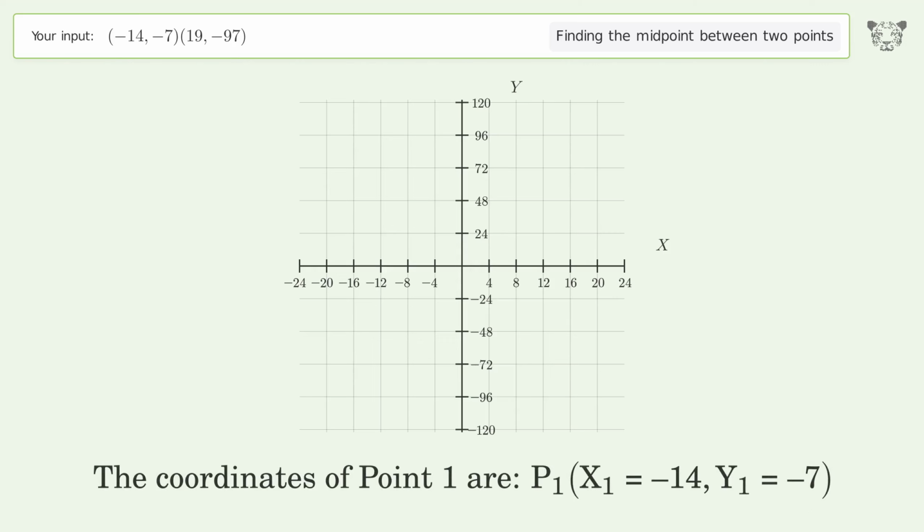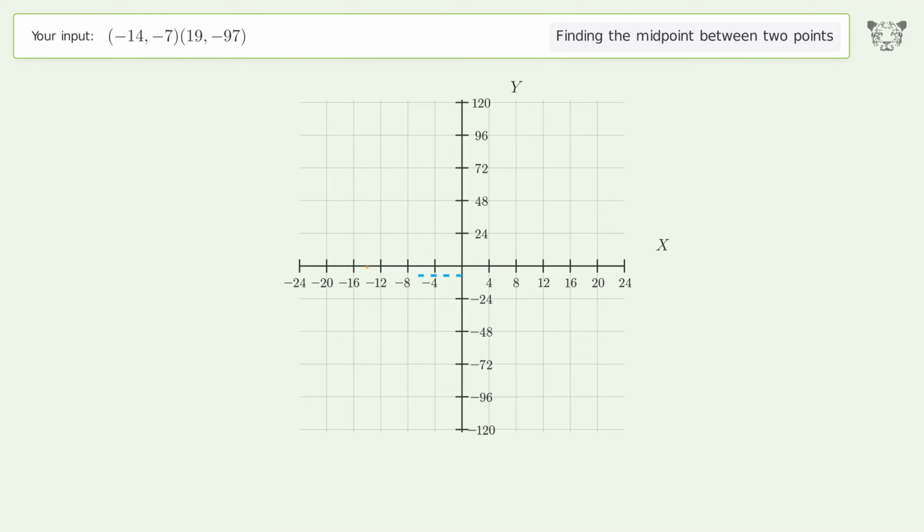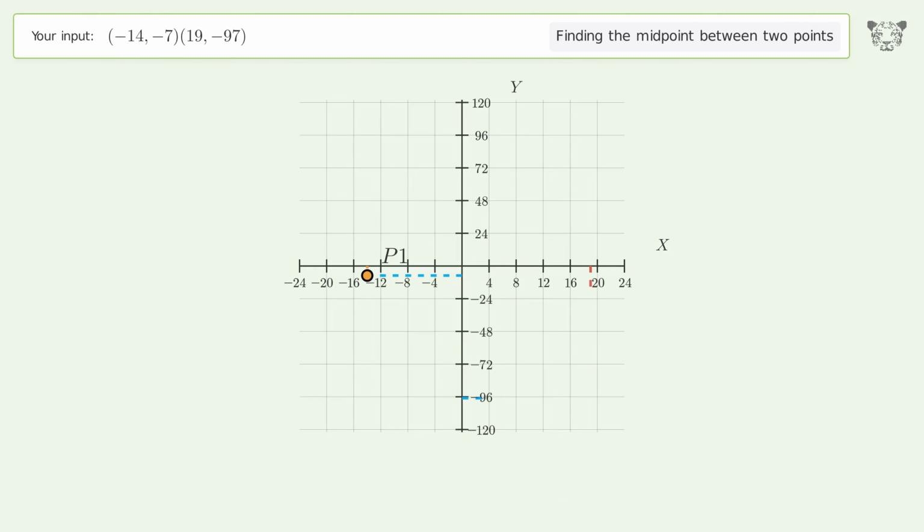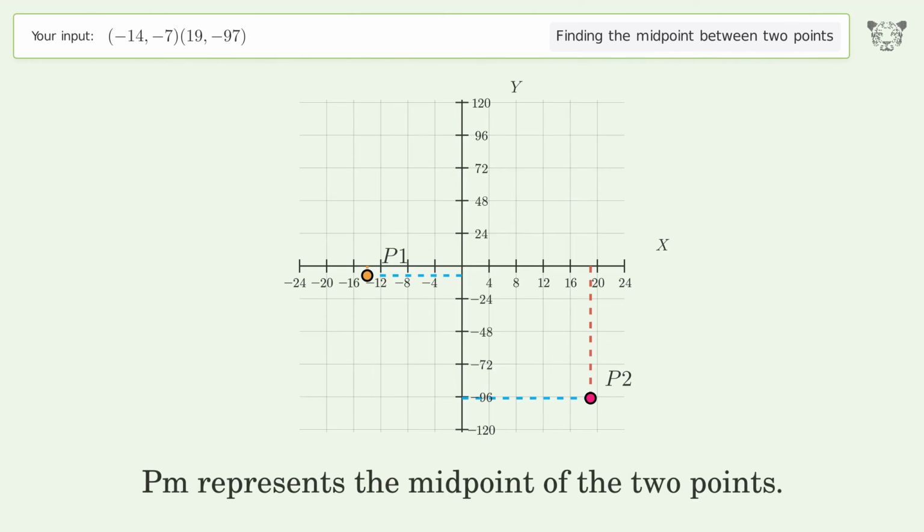The coordinates of point 1 are, x1 equals negative 14, y1 equals negative 7. The coordinates of point 2 are, x2 equals 19, y2 equals negative 97. PM represents the midpoint of the 2 points.